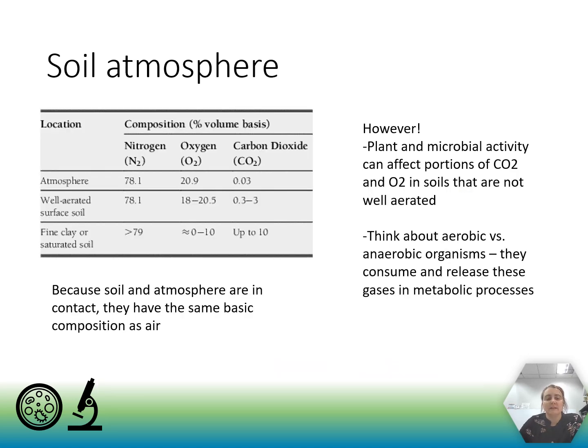Last thing we'll talk about really quickly is the soil atmosphere. So there are pore spaces in the soil itself, and they need gases from the atmosphere. They need the oxygen, right, if they're aerobic. So a lot of times when we think about what's in the actual soil, what you can see here is this is atmospheric nitrogen, this is atmospheric oxygen, and this is in a well-aerated soil. That's going to be about the same as the atmosphere. But if we have something that's saturated or fine clay, we normally start to see a loss of oxygen and a little bit of an increase in nitrogen.